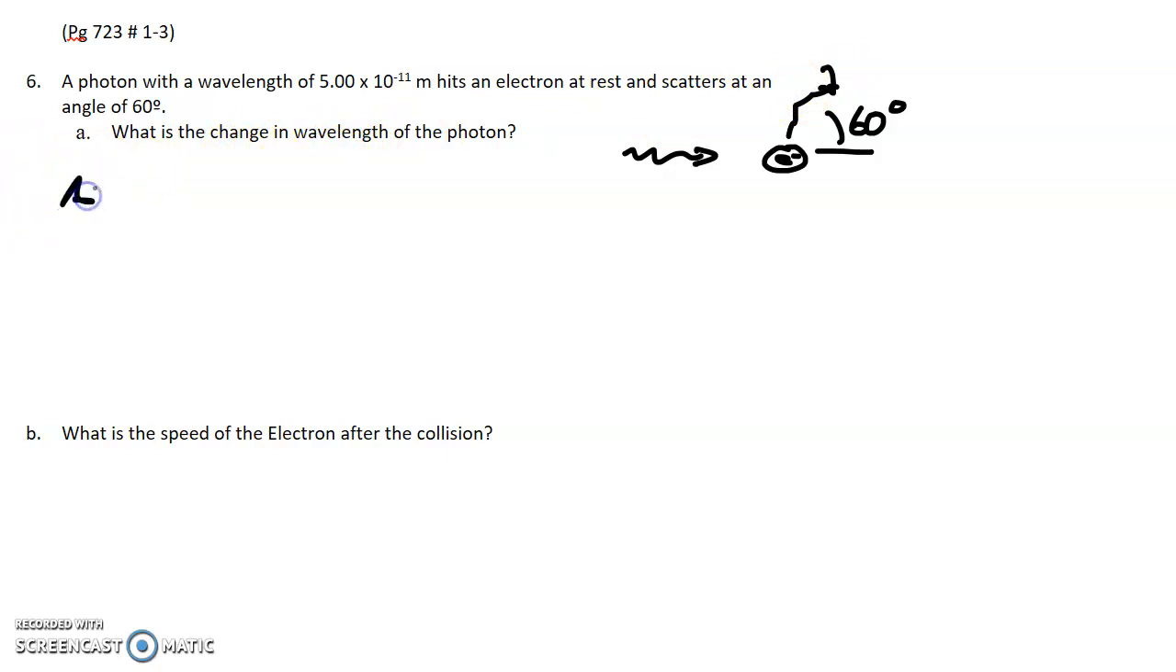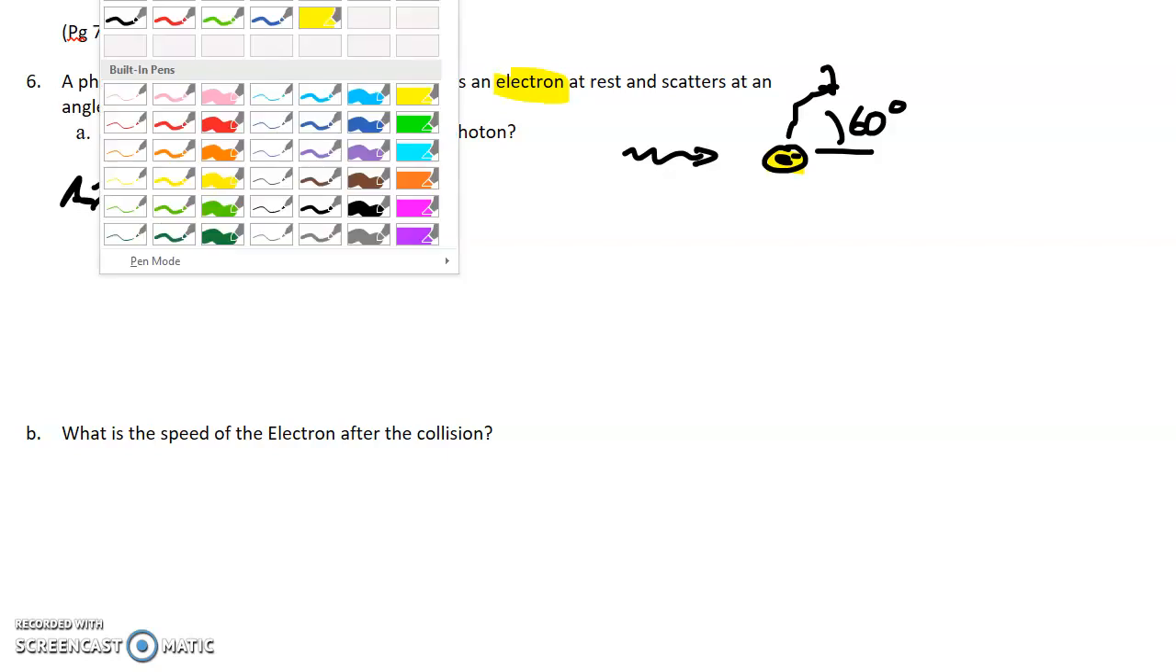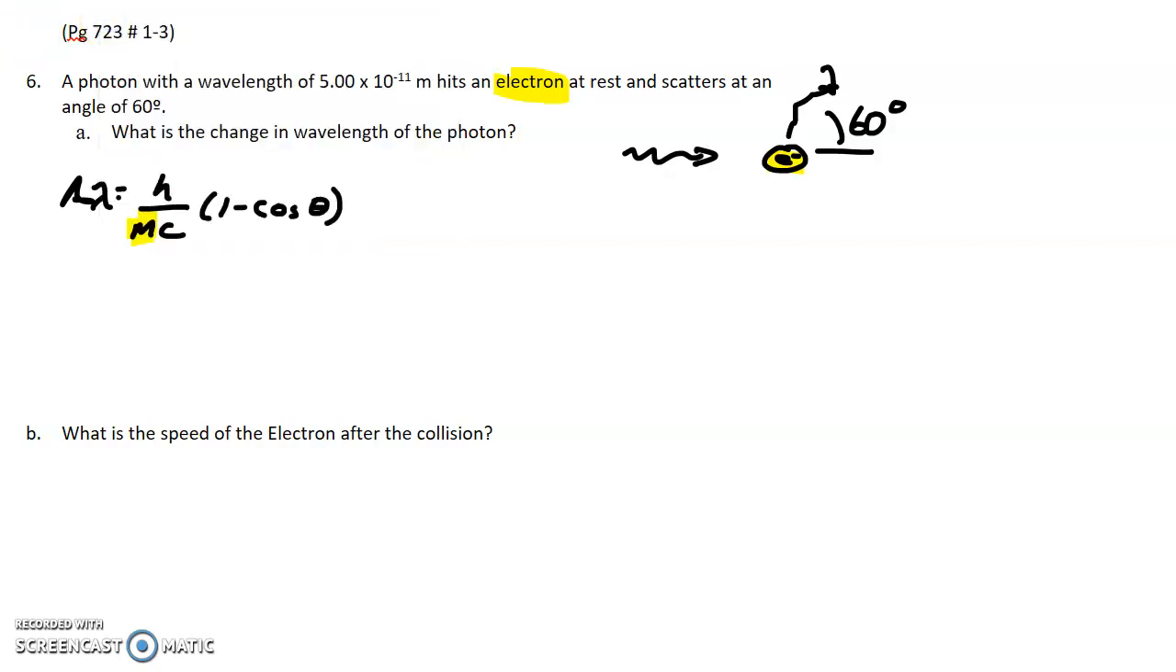Now, this neat little equation is on your formula sheet, which is h over mc times (1 minus cos theta). If you're looking at this, you may say, okay, what's the mass of a photon doing there? Well, this is actually the mass of the object that it is colliding with, and in this case it is colliding with an electron. This formula does not come up very often on the exams, but I thought I'd better run through at least one example with you.